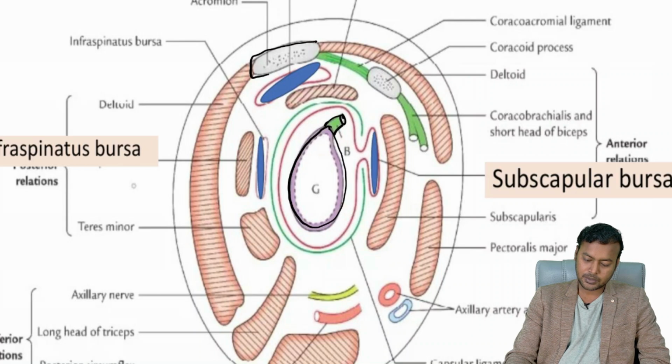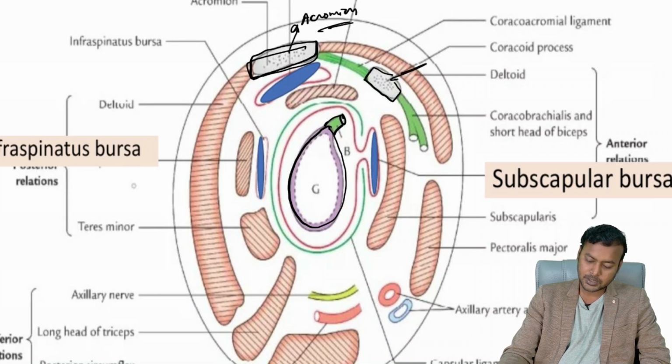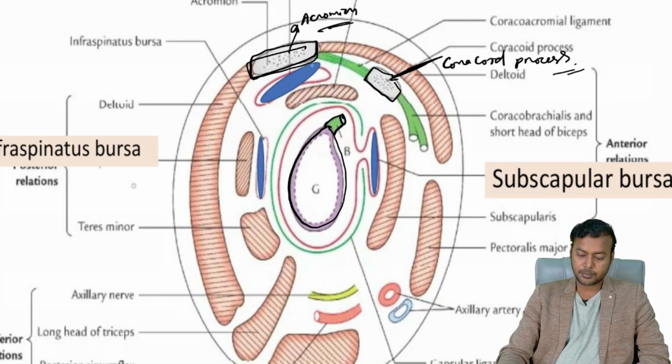Superiorly, here you can identify two bony elements. So here is the acromion, and here you can see the coracoid process. Just below the acromion, you can visualize this blue colored region. It is present below the acromion and above this muscle. This muscle is the supraspinatus.